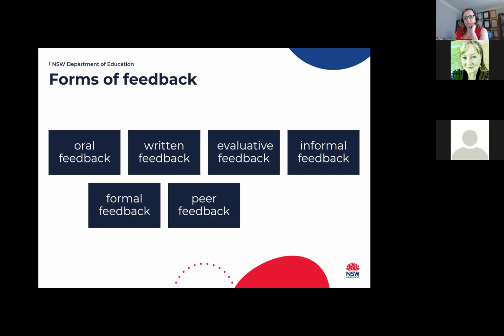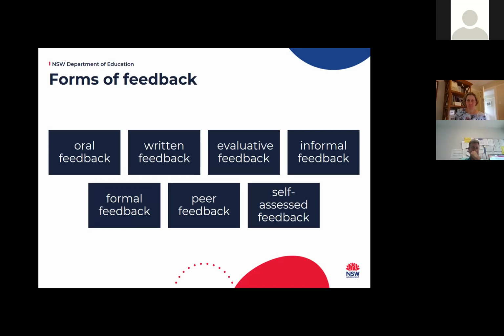Peer feedback occurs when students offer each other advice and suggestions in relation to each other's work. We'll look at this in more detail in a moment. Self-assessed feedback empowers students to take charge of their own learning, a necessary skill for lifelong learning. We'll look at some examples of this too.